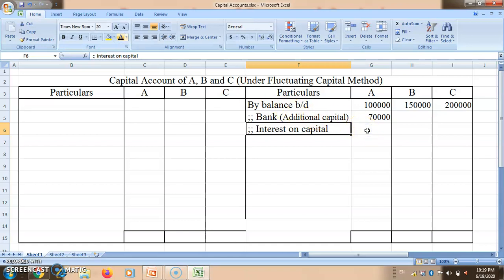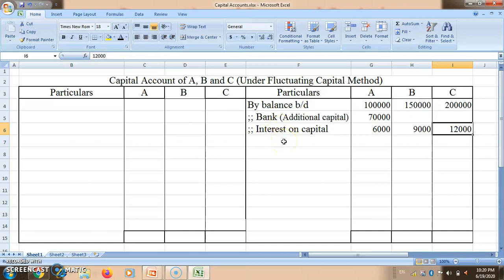For A, how much? 1 lakh into 6%, that is 6,000. For A, 6,000. Then for B, 9,000. And for C, how much? 12,000.